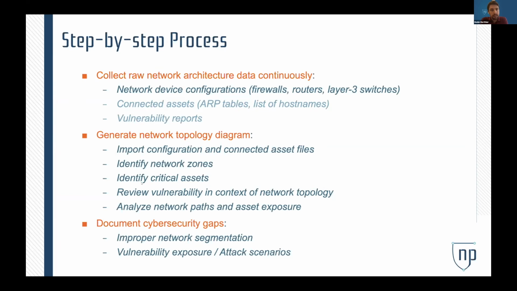So step one, collecting the raw network configuration files, and those mostly are from your firewalls, routers, and managed layer 3 switches. In addition, that's optional, but that allows you to gain a better view of your endpoints. You can collect the ARP tables from your switches that will give you the list of connected assets at the time of collection. And then in addition, also optional, but enriching your map, you can import reports from your favorite vulnerability scanner that you run either passively or actively through your environment.